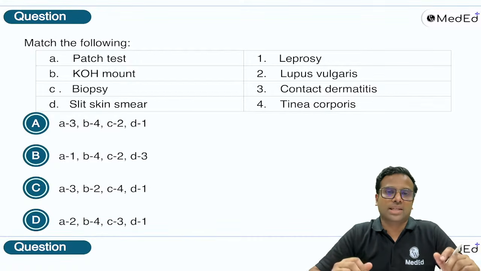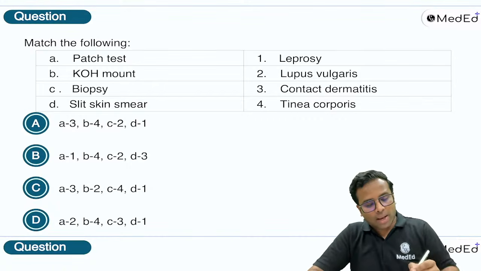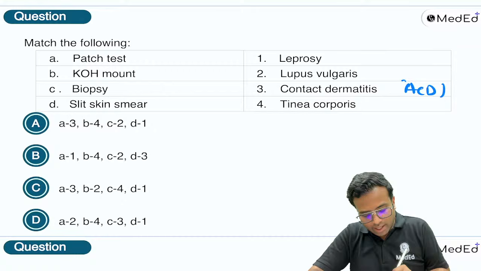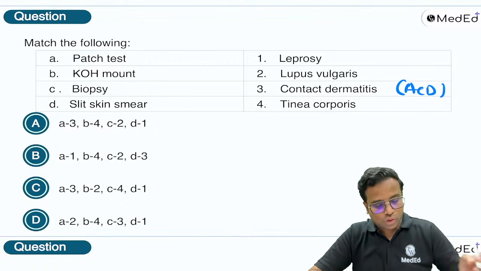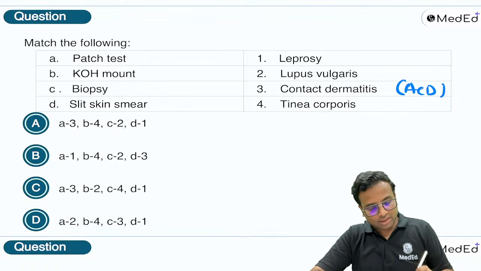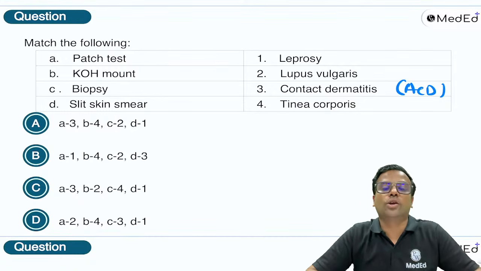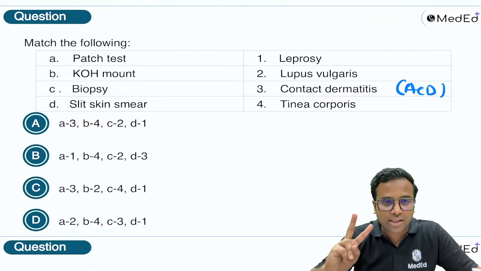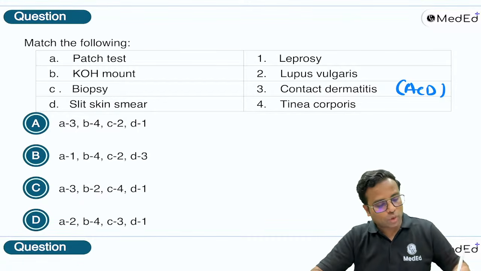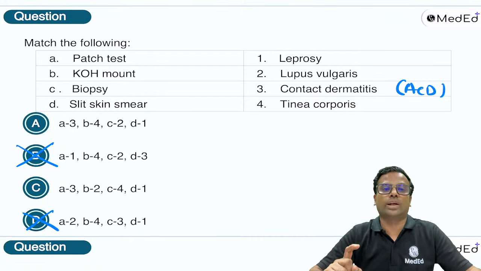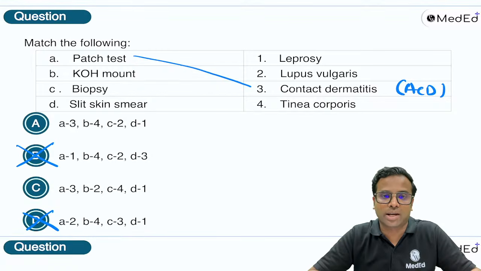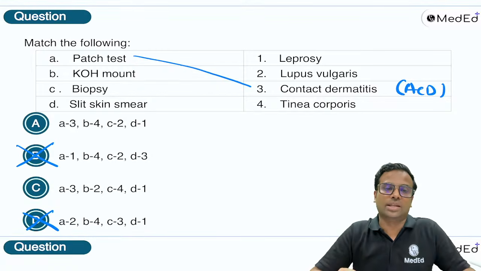Let's say patch test. Where do you do a patch test? Patch test is usually done in a condition called allergic contact dermatitis, right? So let us match A with 3. So now let's see the options. Which is the correct option? A3, we can see there are option A and option C. So I can easily rule out B and D, because I'm very confident that patch test is seen in allergic contact dermatitis, right? So A3 is the one that is left now.